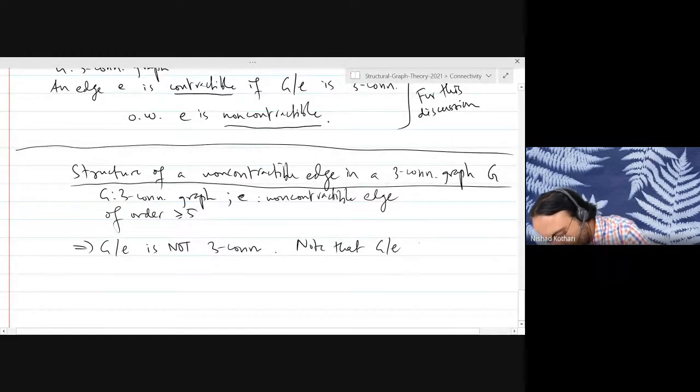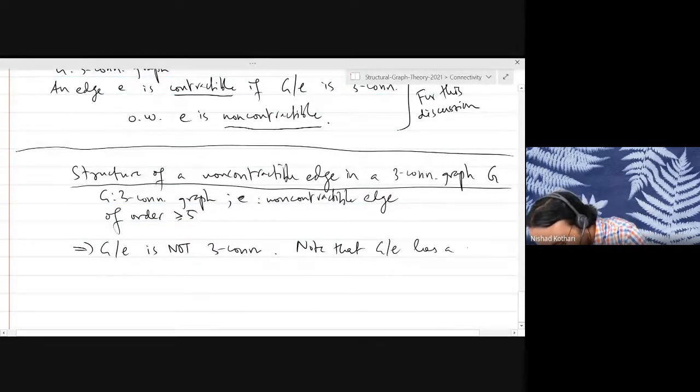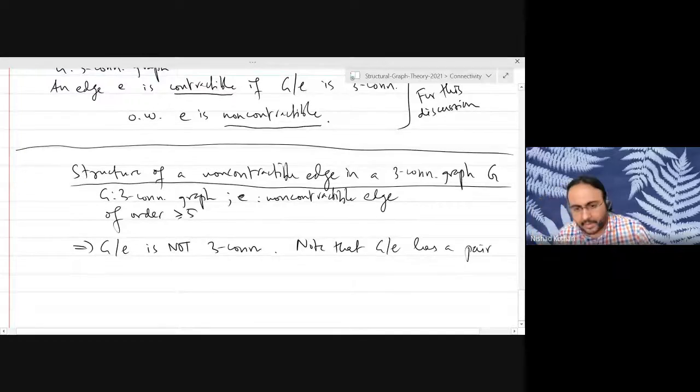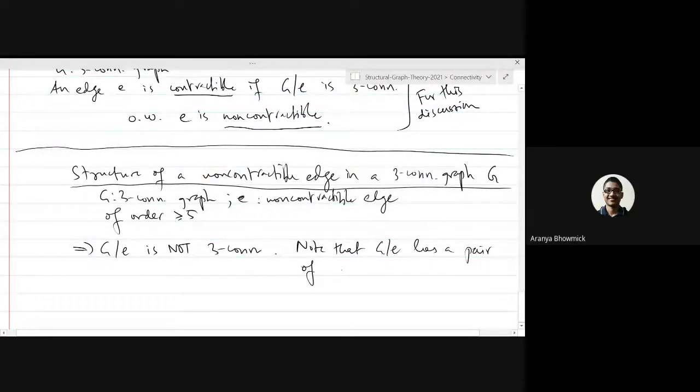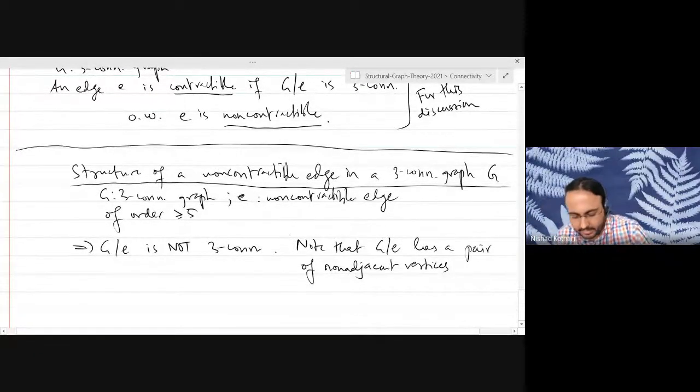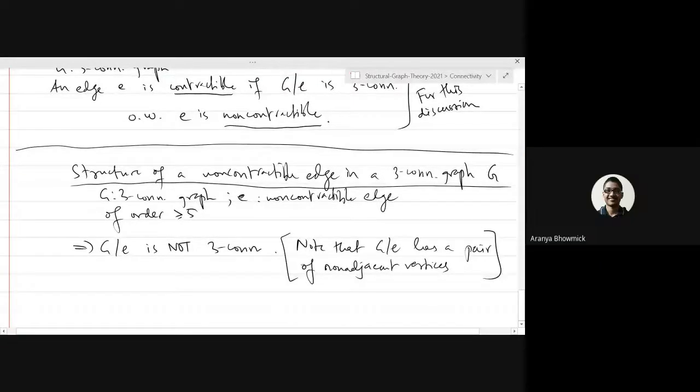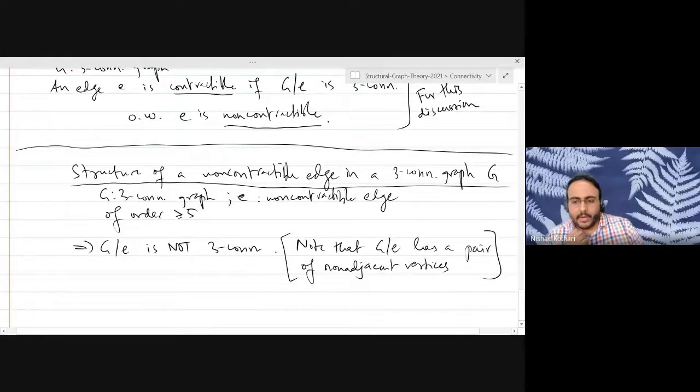It has a pair of non-adjacent vertices, because otherwise it would be a complete graph with multiple edges, but it has at least 4 vertices, and therefore it cannot be not 3 connected, because all complete graphs with 4 vertices or more are 3 connected. Precisely, we can say that the underlying simple graph of G contracted E cannot be complete. That is exactly what this means, right? So it has a pair of non-adjacent vertices.